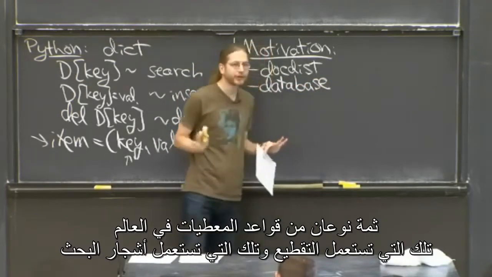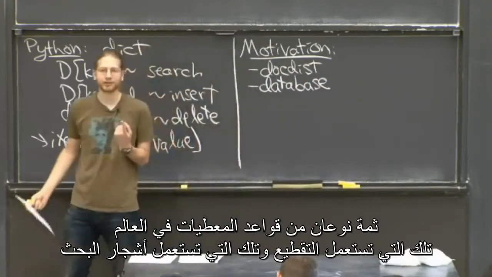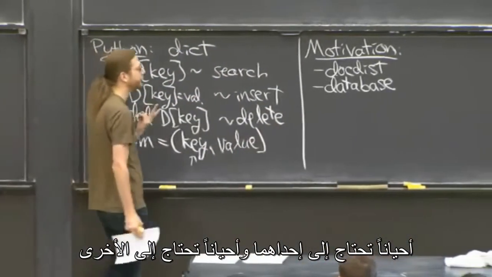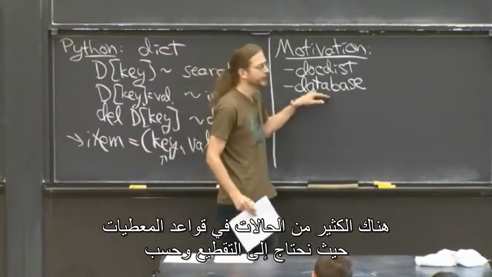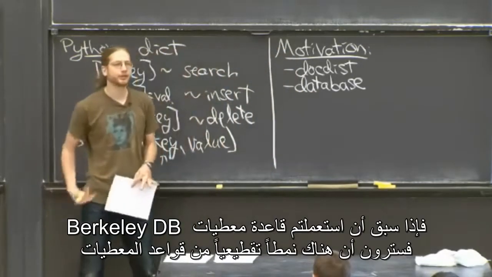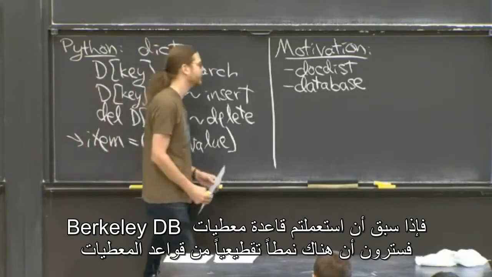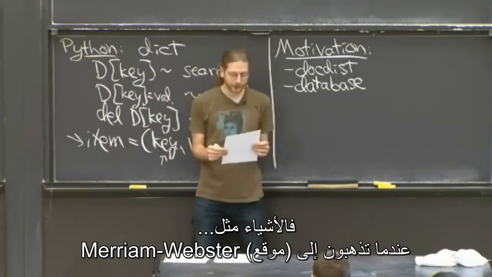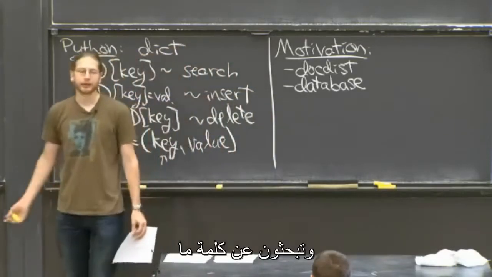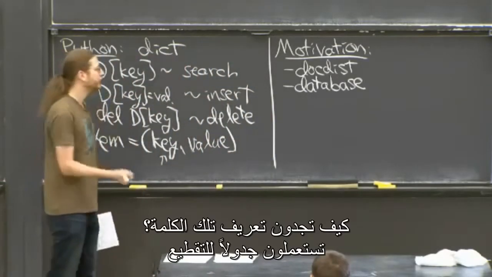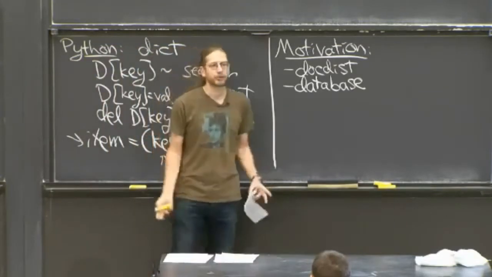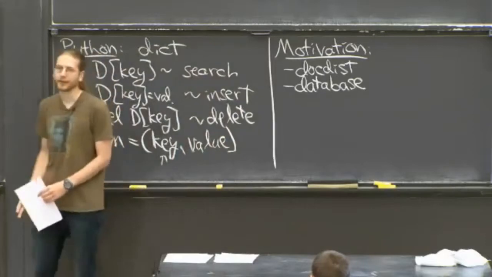There are essentially two kinds of databases in the world. There are those that use hashing, and there are those that use search trees. Sometimes you need one, sometimes you need the other. There are a lot of situations in databases where you just need hashing. So if you've ever used Berkeley DB, there's a hash type of database. So things like when you go to Merriam-Webster and you look up a word, how do you find the definition of that word? You use a hash table. You use a dictionary, I should say.